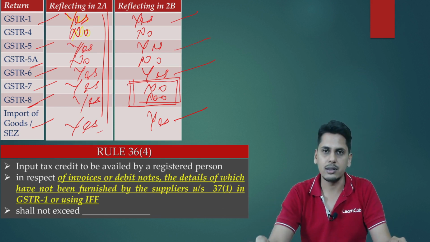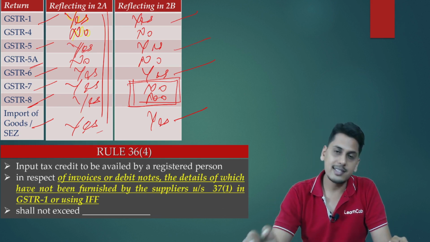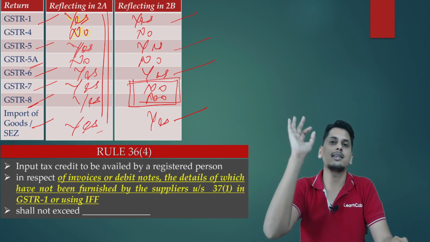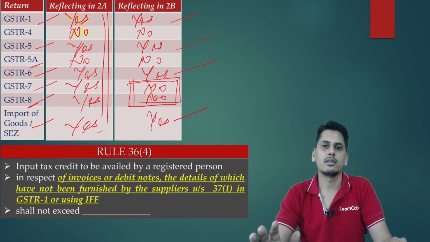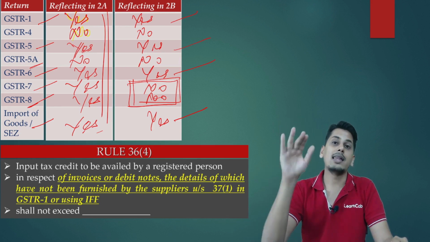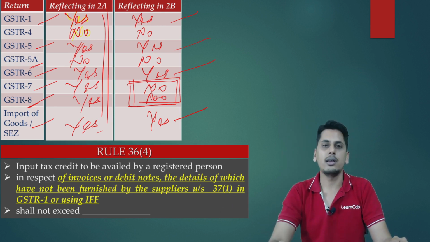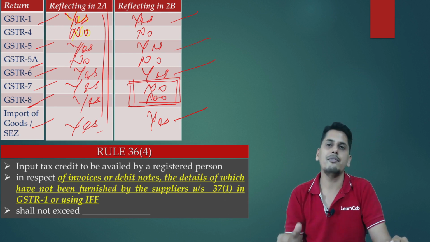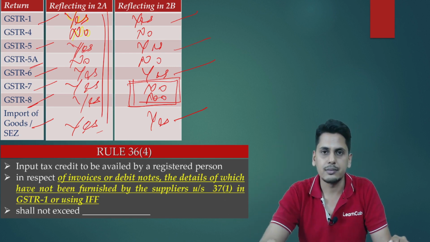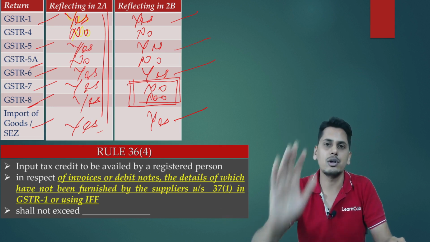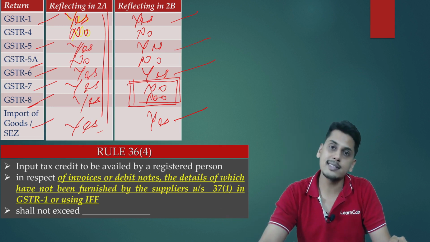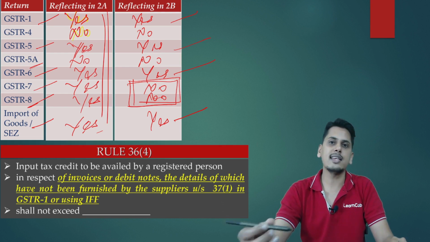To rephrase the question, whether input tax credit can be availed if an item is not appearing in 2B, the source of which is GSTR-1, GSTR-5, GSTR-6, or importation or procurement from SEZ based on a bill of entry. Let's have a look at Rule 36 sub-rule 4.